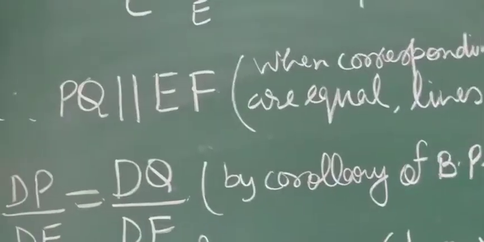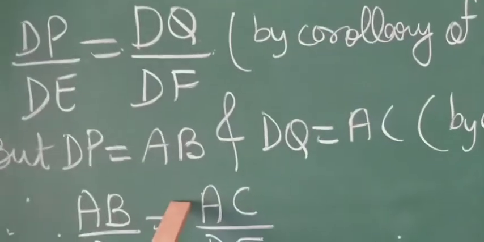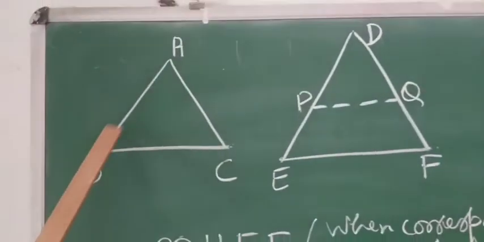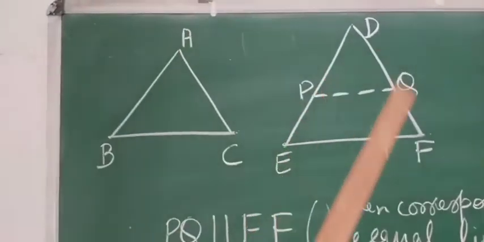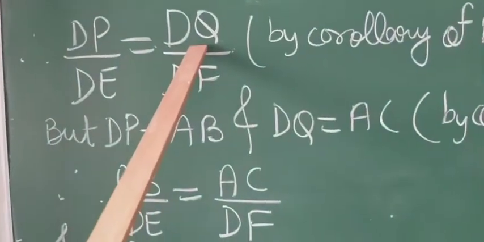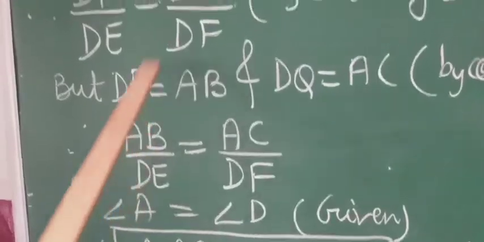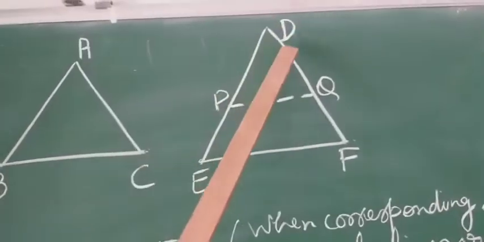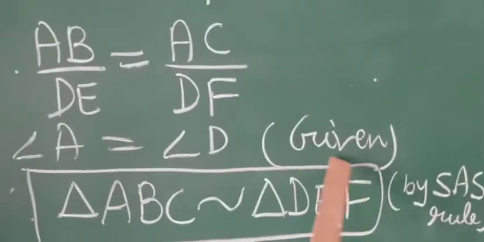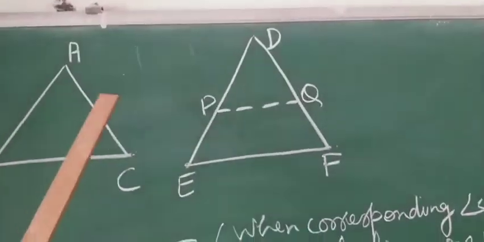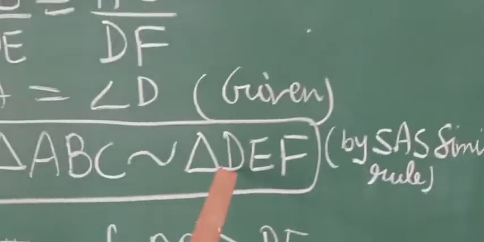Okay students, now DP equals AB and DQ equals AC by construction. So in place of DP we can write AB and in place of DQ we can write AC. So AB upon DE equals AC upon DF. And students, angle A equals angle D, it is given to us. So by SAS, side angle side, we can say both triangles are similar.